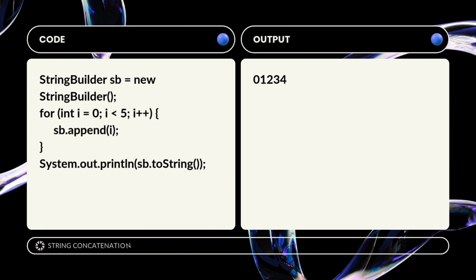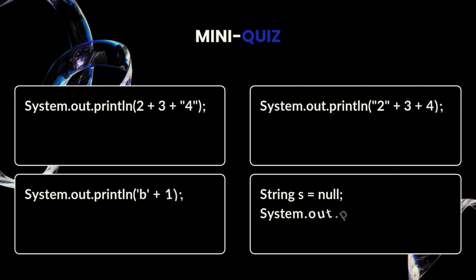Performance. In big loops, repeated plus is slow, because each step creates a new string. That's why we have StringBuilder. This isn't an AP CSA grading focus, but it's good software engineering. Mini quiz. I recommend you stop the video and solve these 5 examples. Then I will show the results with explanation.